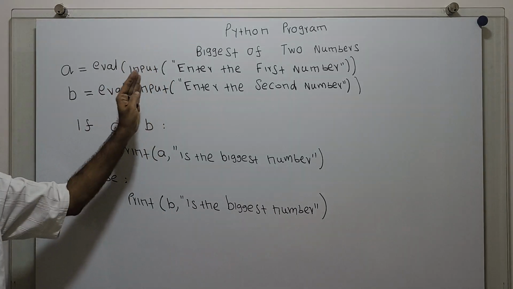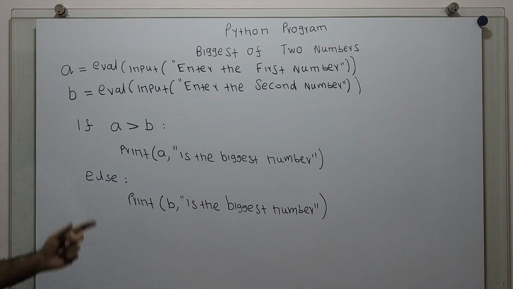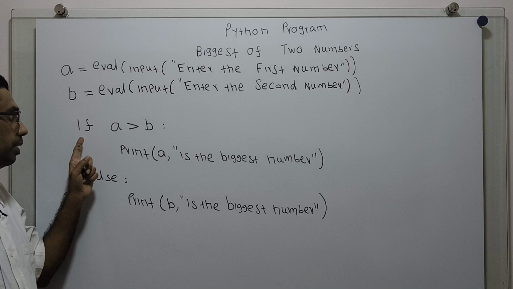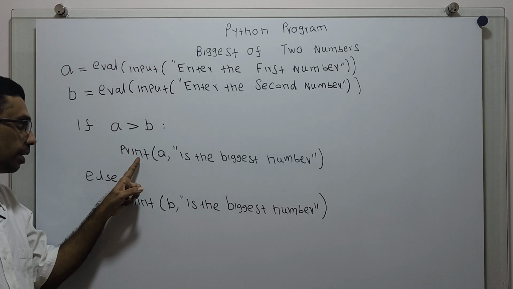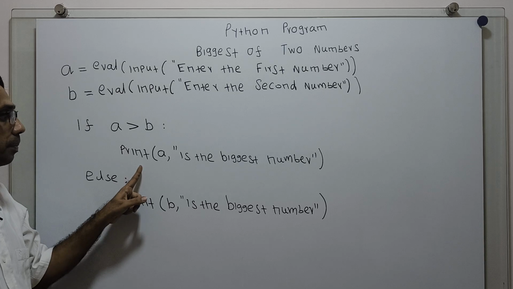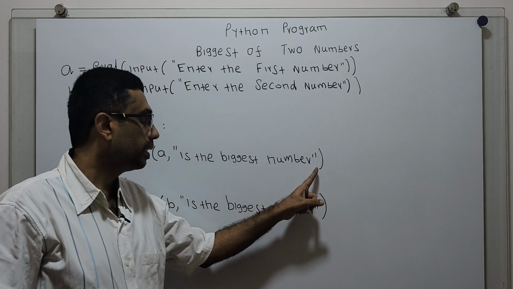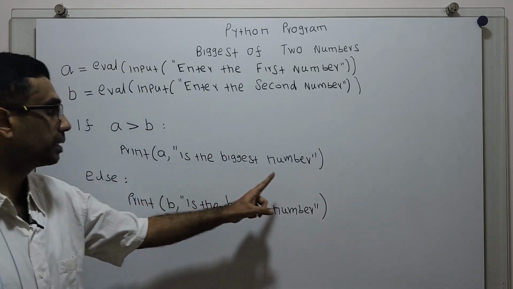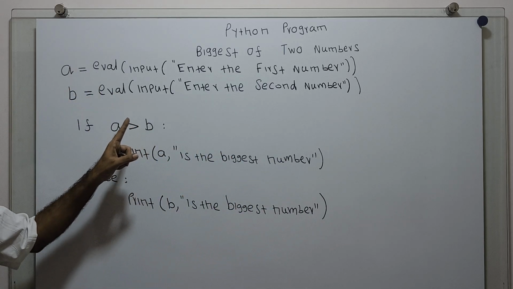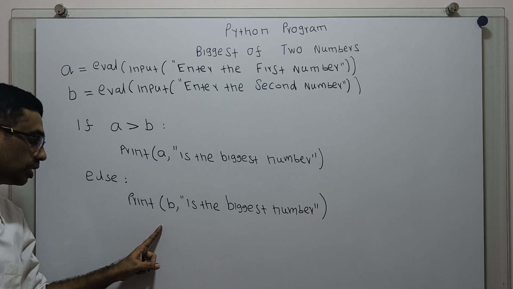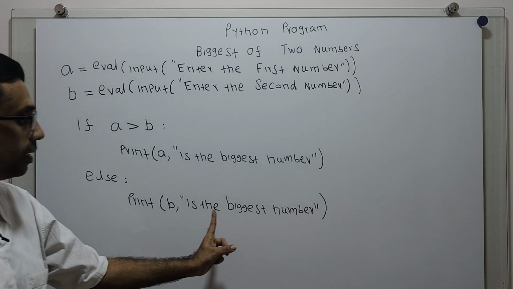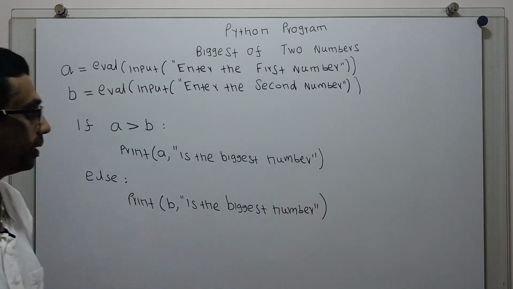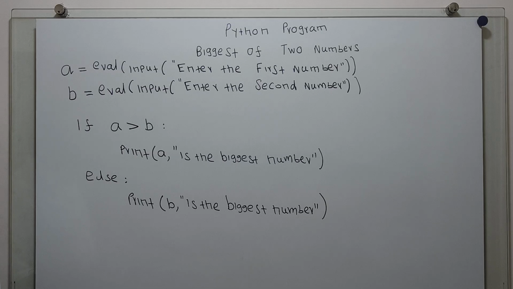So it will print b is the biggest number. This program compares two unequal numbers and prints which one is the biggest. If a greater than b, the condition is true, then the statement under the if block will get executed: print a, the value of the variable a is the biggest number. If a greater than b is false, the statement under the else block will get executed: the value of the variable b followed by the string is the biggest number. Now we will take some sample input and check how this program works.